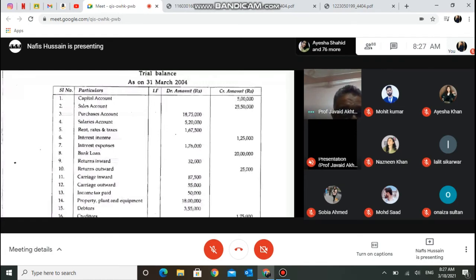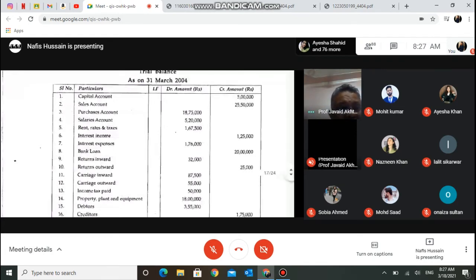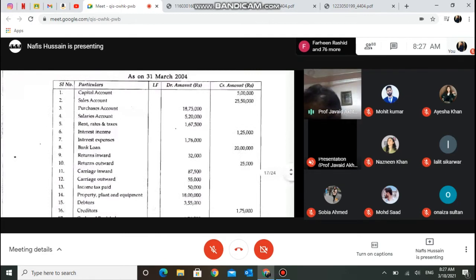Can you move this one? Move this screen a bit above, Nafis. Little more. Come up to 18. Scroll it a little, scroll it little above.